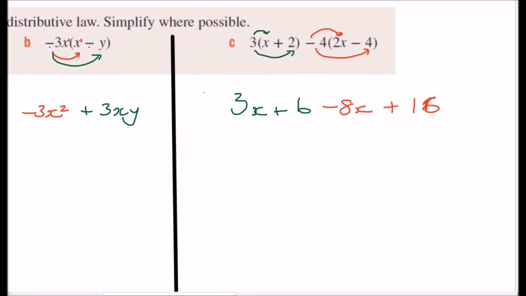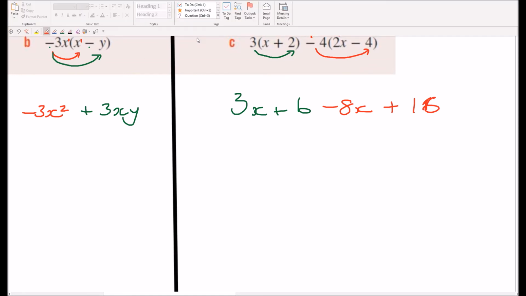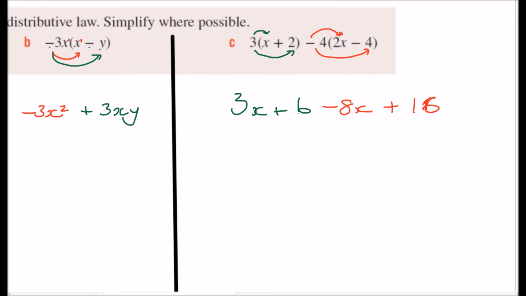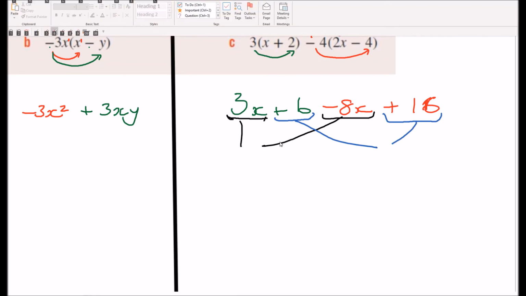Okay, now from there, remember, it says to simplify as well. So let's simplify these, as in putting the like terms together. I can see that 3x and negative 8x are like terms, so they will be put together. And then you've also got positive 6x plus the positive 16. They're like terms, so let's put them together.